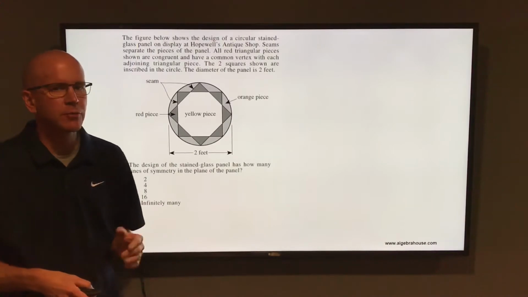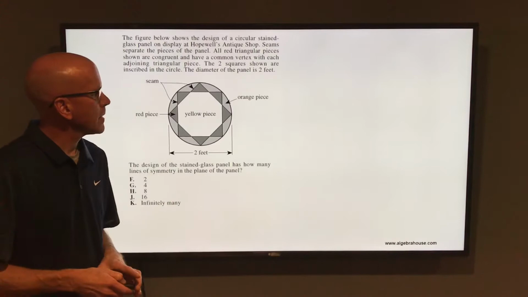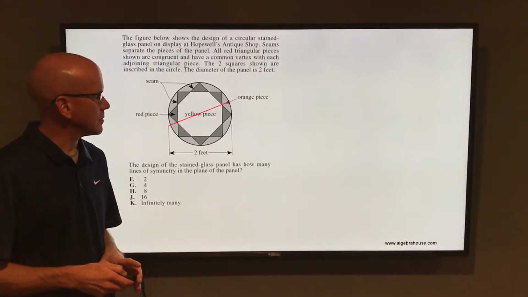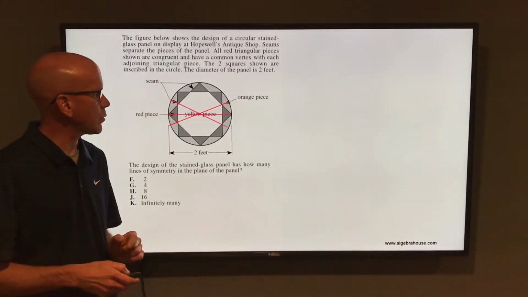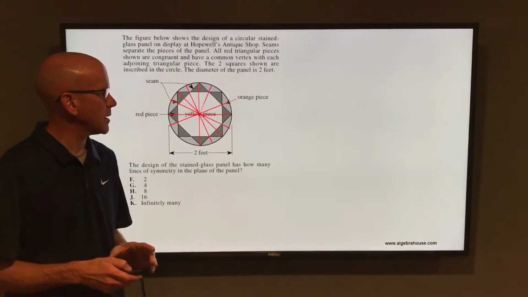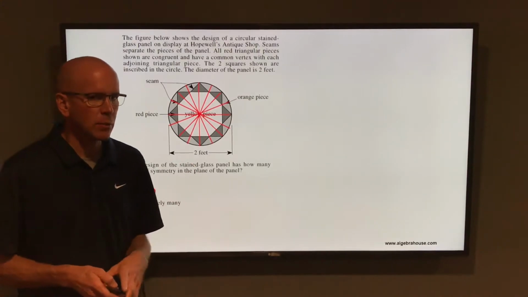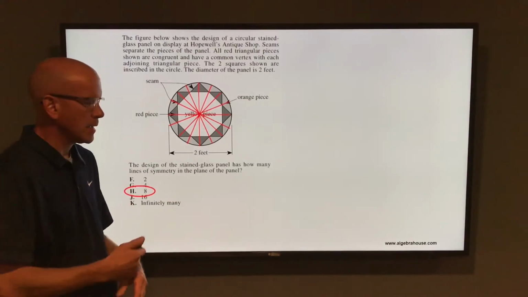So a line of symmetry is a line drawn and it separates it equally. So we'll just see here how many lines of symmetry. There's 1, 2, 3, 4, 5, 6, 7, and 8. Those are the lines that separate that equally. 8 lines of symmetry, letter H.